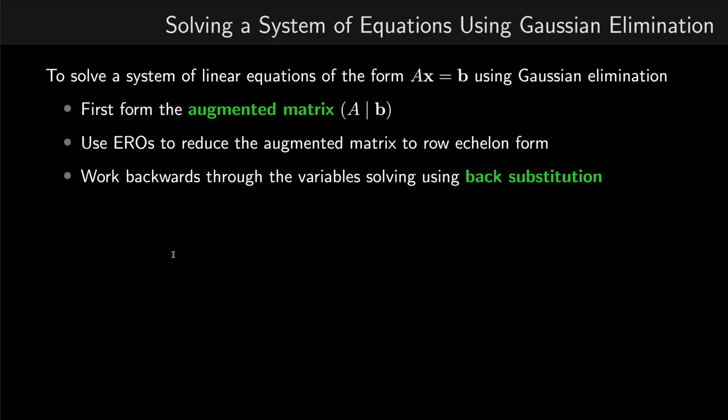Now to use Gaussian elimination to solve systems of equations, we first form the augmented matrix. This is a matrix where we have A, which is the coefficient matrix for our linear system, separated by a partition, and then we have B, which is the constant vector. We then use elementary row operations to reduce the augmented matrix to row echelon form, and once it's in row echelon form, we work backwards through the variables, solving in a process known as back substitution.